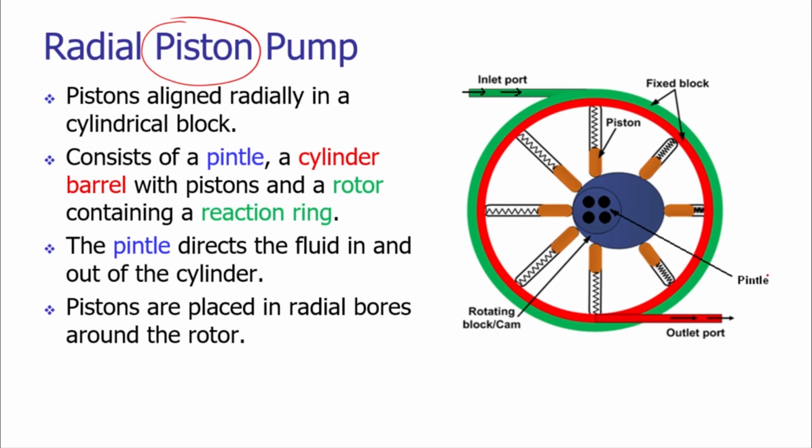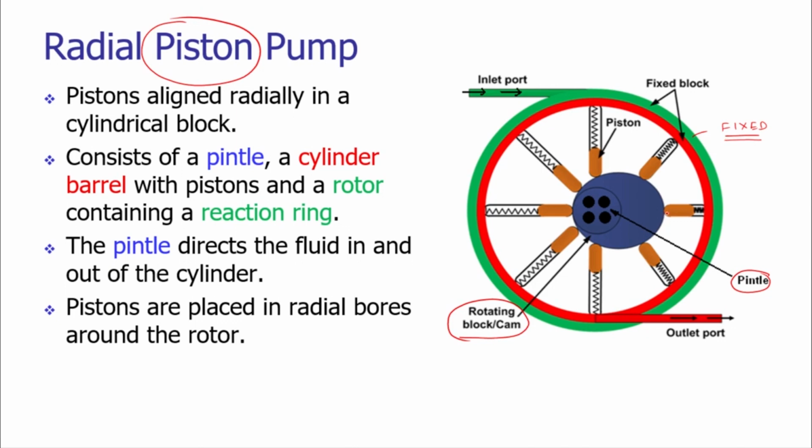It has a pintle. Pintle is a mechanical element which is holding the casing. There is a cam, this rotating block or the cam. The pintle and the cam block are housed inside a fixed block. The radial piston pump has radial slots, and inside the radial slots the pistons are housed. The pistons are spring loaded. The reciprocatory movement of the piston is coordinated by the shape of the cam.